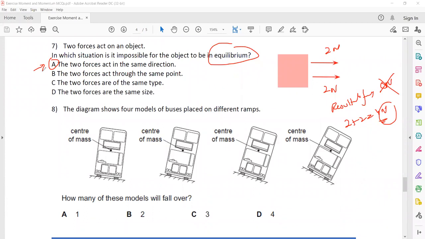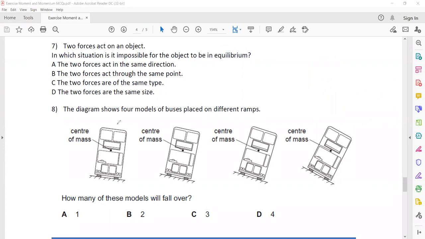Is it clear? Question 7. Because they are saying which is impossible, not possible. Then the diagram shows 4 models of buses placed on different ramps. How many of these models will fall over? So how to identify? You will draw a perpendicular to the surface, draw an arrow for weight.